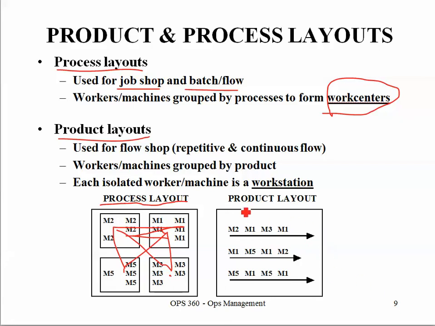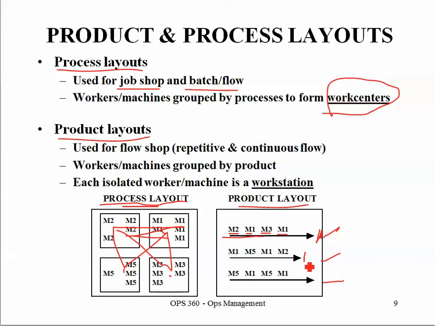So here's an example of a product layout that has 1, 2, 3 production lines, and you see here that the individual machines are grouped not by the type of process, which is where we get the name for the process layout, but they're grouped by the sequence of steps necessary to make the product. So for this production line right here, the first step necessary to make the product requires machine M2, the second step machine M1, the third step machine M3, and so forth.